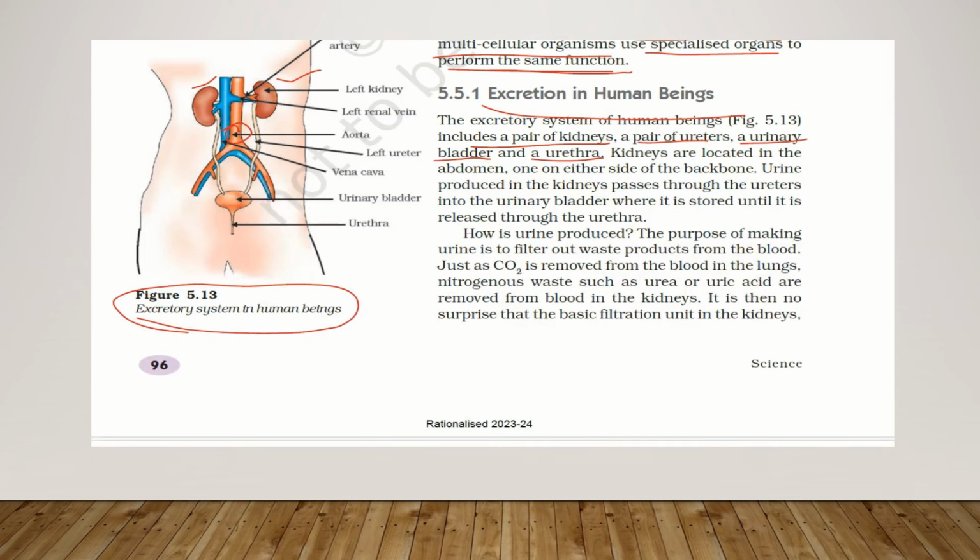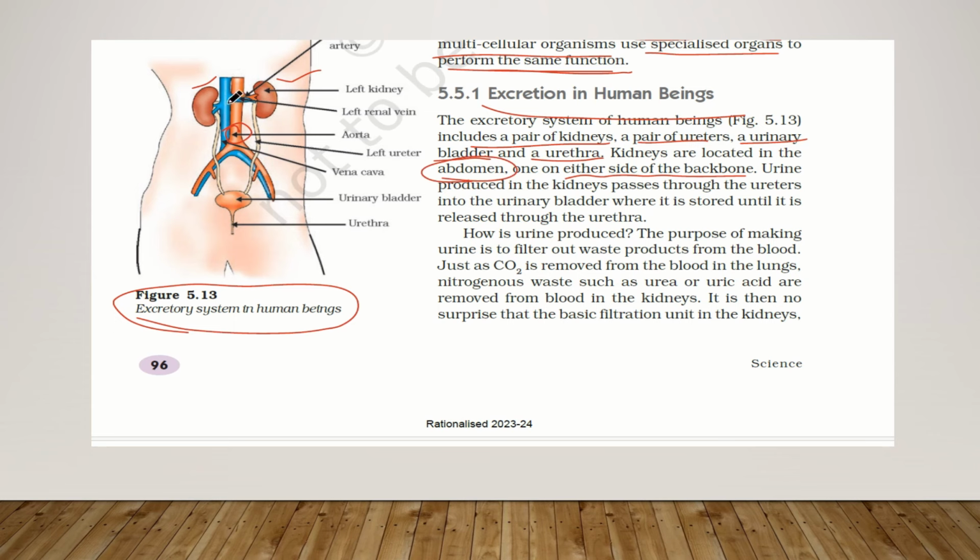So what is the exact location of the kidneys? Kidneys are located in the abdominal region. Where are they actually located? They are located on either side of the backbone. So we can say they are located in the abdominal cavity.